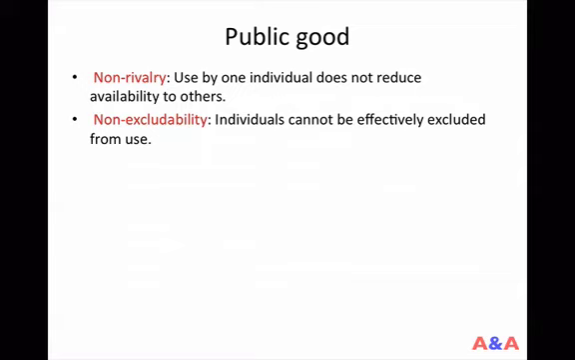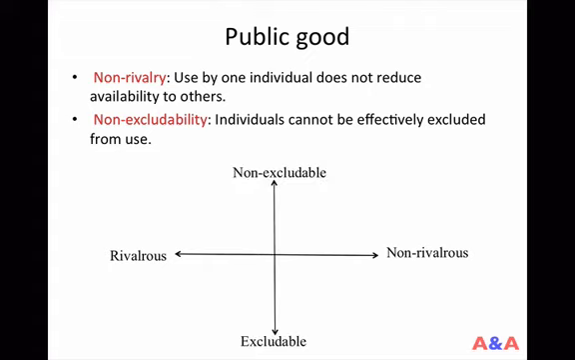For that, we need two basic concepts: non-rivalry and non-excludability. Non-rivalry means that use by one individual does not reduce availability to others. Non-excludability means that individuals cannot be effectively excluded from use. Let me explain this with a diagram. The horizontal axis is for rivalry and the vertical axis is for excludability.